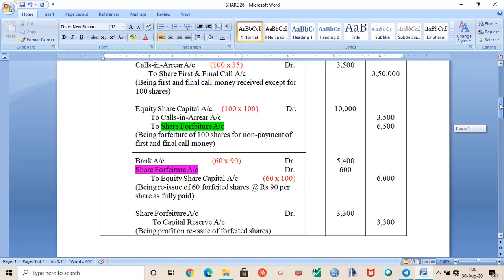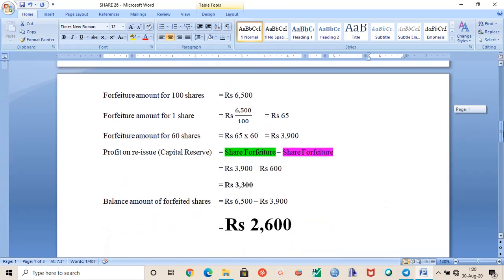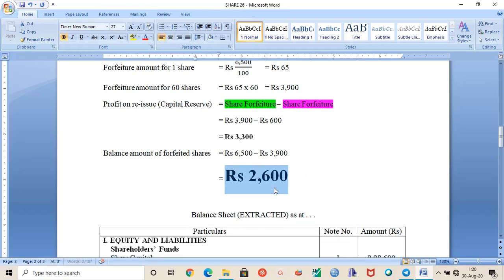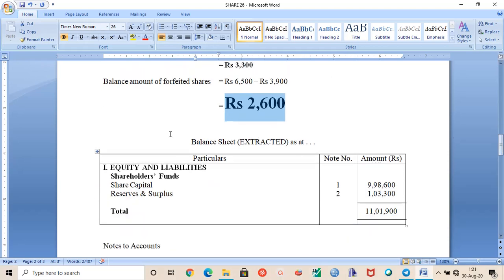So from 6,500, 3,900 has been already adjusted. So the remaining amount is 2,600. Keep this amount in mind, 2,600, for a time, because we have to make the adjustment with this amount also afterwards. So when we prepare the balance sheet, this is your format.